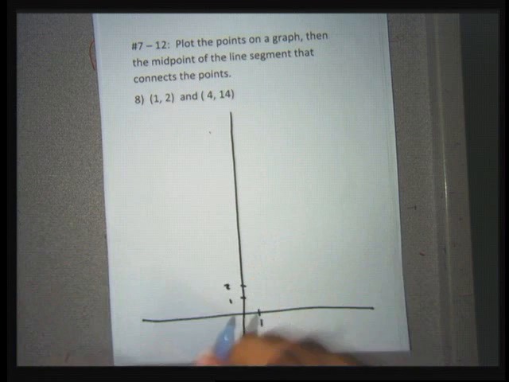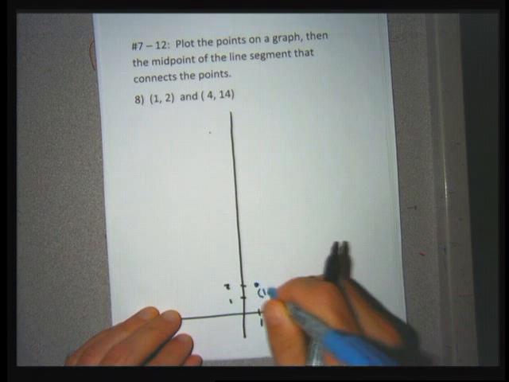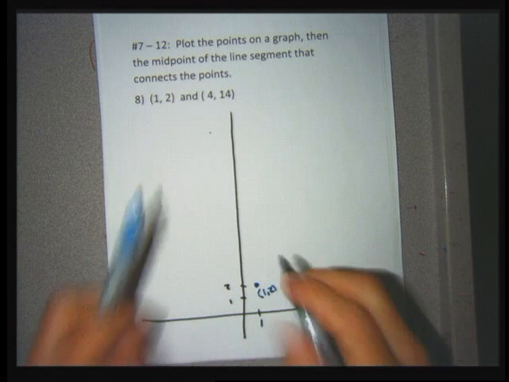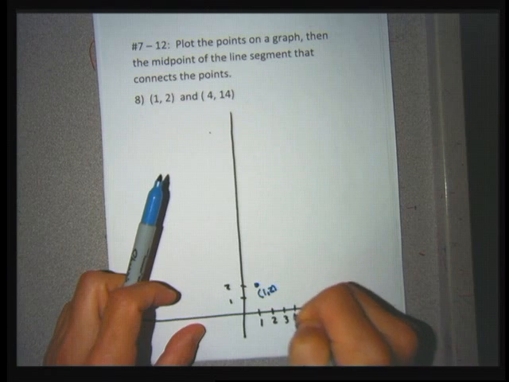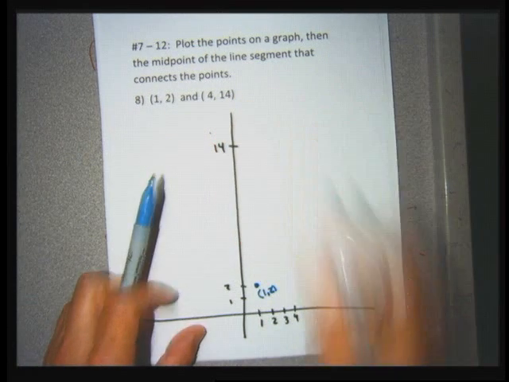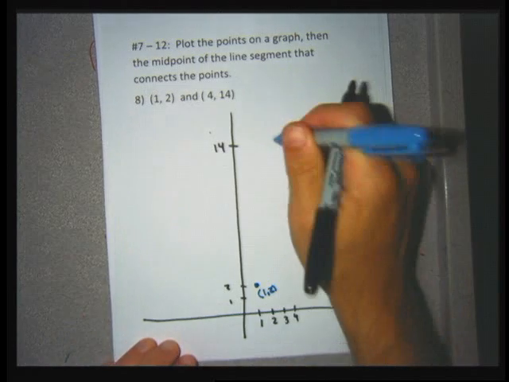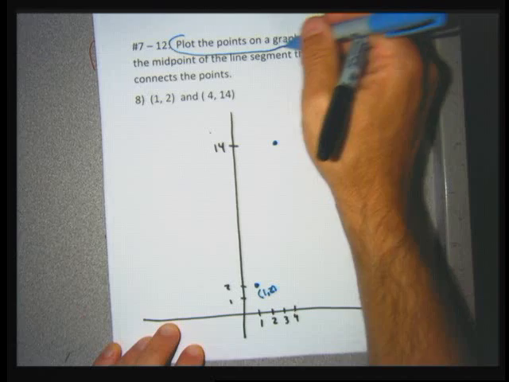So the first point is the point 1, 2. Easy enough to plot that on the graph. The second point is the point 4, 14. Again, I'm kind of going to fudge and not do this so perfectly. I'm estimating my 14. And here's the point 4, 14. So I've done this part. I've plotted the points on the graph.